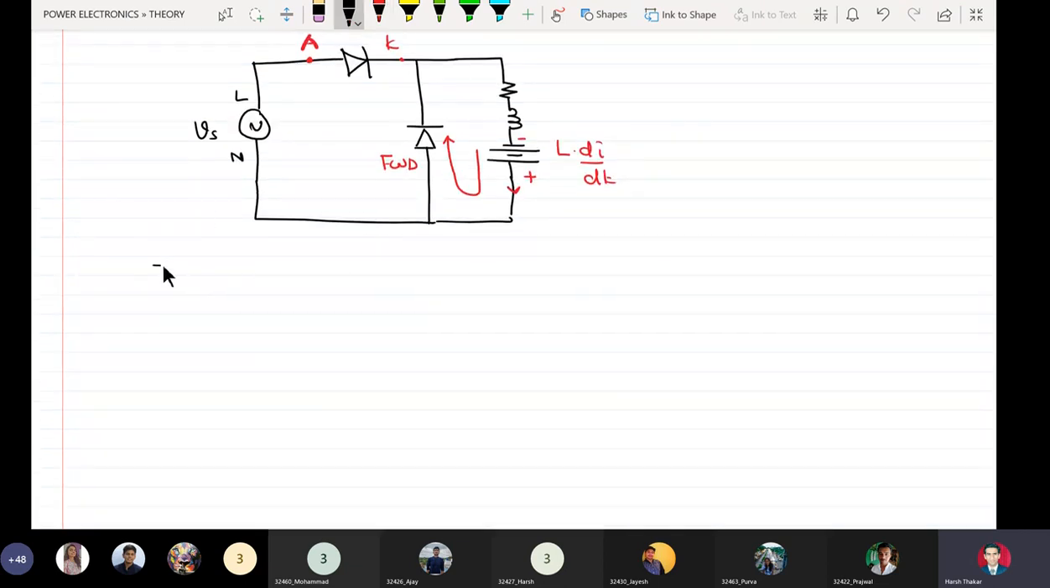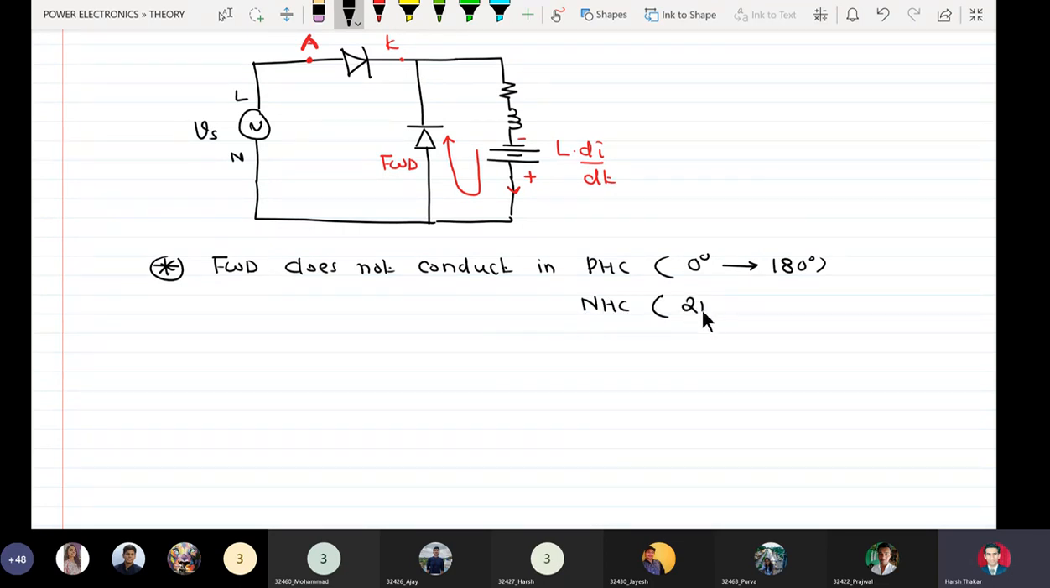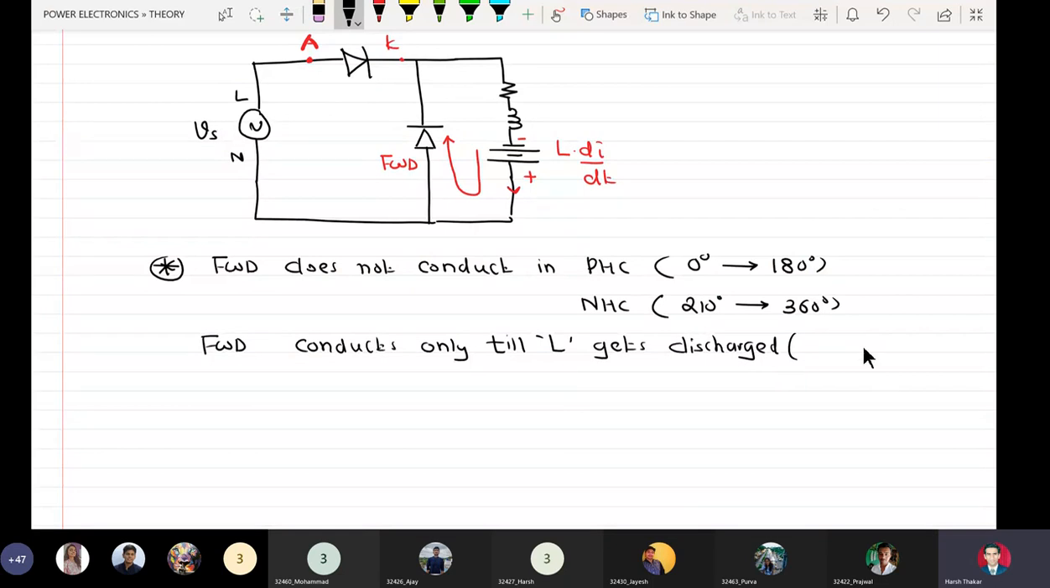Okay, so last point, freewheeling diode does not conduct in positive half cycle 0 degrees to 180 degrees, and in negative half cycle from 210 degrees to 360 degrees, but FWD conducts only till the L gets discharged, that is from 180 degrees to 210 degrees.